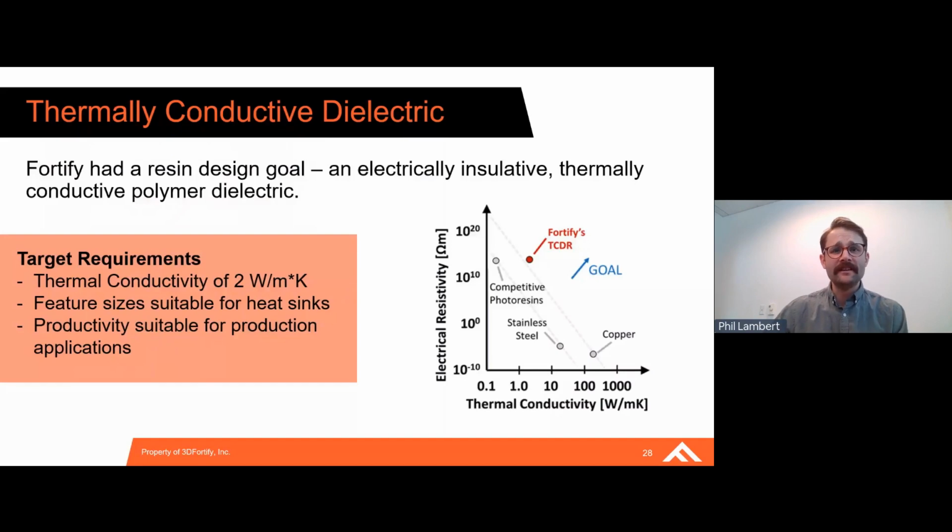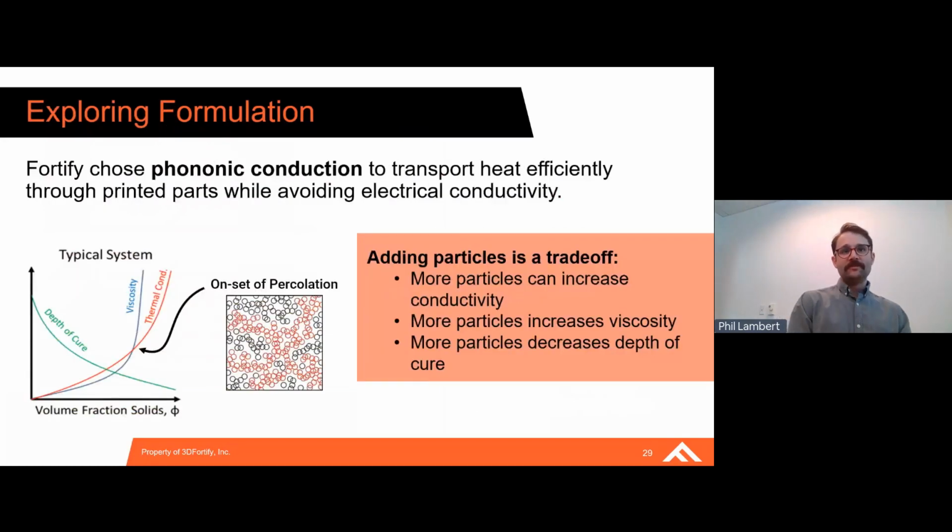If you look at this chart on the right, we have thermal conductivity on the x-axis and electrical resistivity on the y-axis, and we're looking for something that has a high degree of electrical resistivity and as high a thermal conductivity as we can achieve, targeting 2 watts per meter Kelvin. As a point of comparison, neat photopolymers tend to have a thermal conductivity of about 0.3 watt per meter Kelvin. So we're looking for a 10x order of magnitude improvement. When starting off a resin formulation, we had to select a method of transporting heat efficiently through the part, and we decided on phononic conduction.